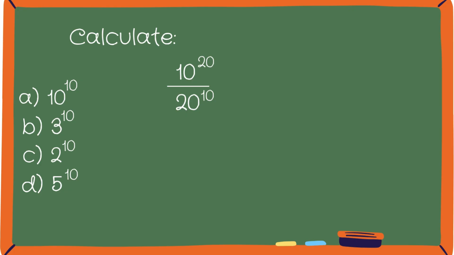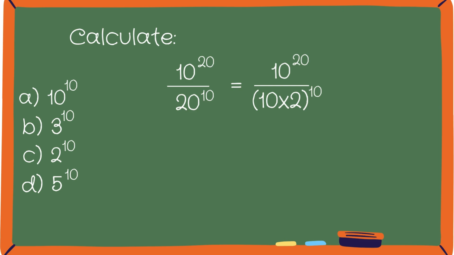Okay, how do we solve this? Pay close attention. I'm going to leave the numerator as it is. So I'll leave it like this, 10 to the 20th power. And in the denominator, I'm going to make some changes. Instead of writing 20, I'm going to write this. 10 multiplied by 2, all raised to the 10th power. Do you agree? Instead of 20, I wrote 10 by 2, raised to the 10th power.